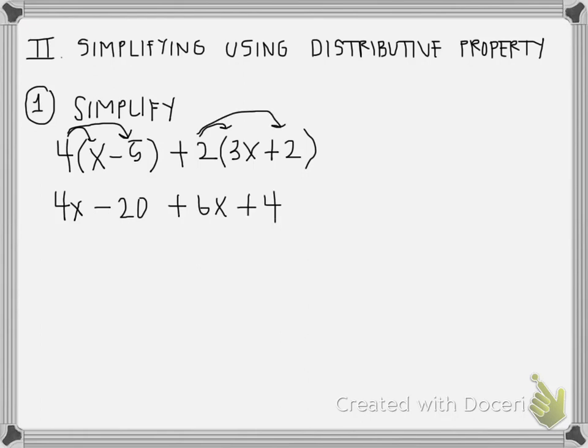And now, I'm going to combine my like terms. So, combine my like terms, so I've got a 4x plus a 6x, which gives me a 10x. And then, I have a negative 20 plus a 4, which is a minus 16.